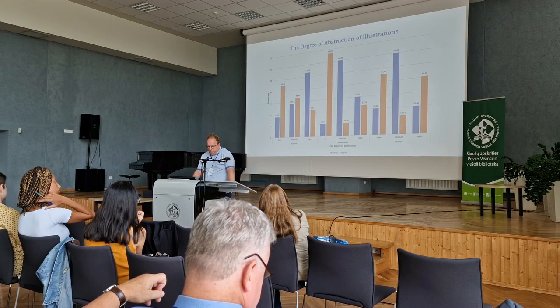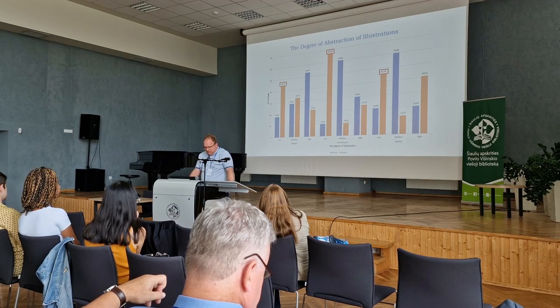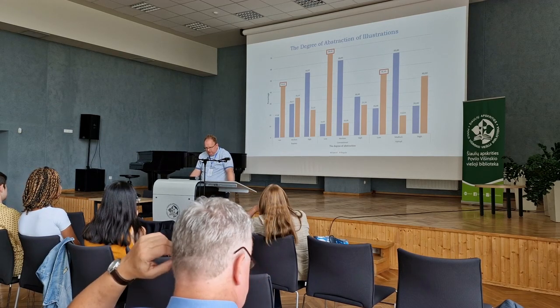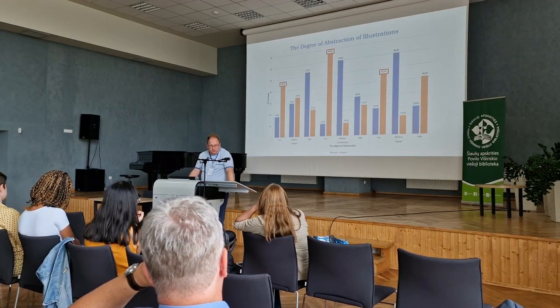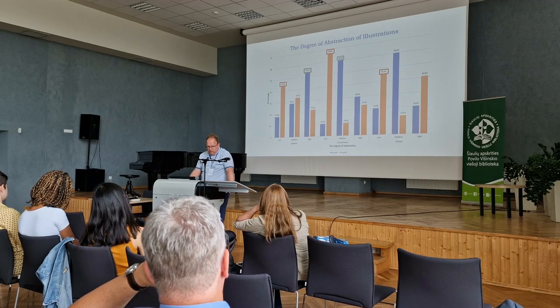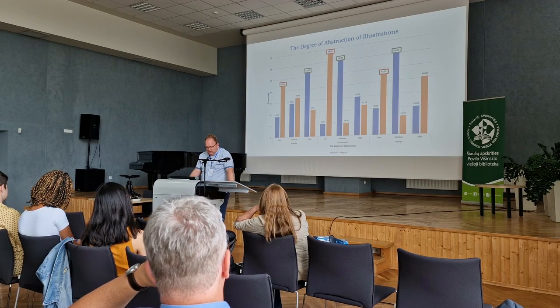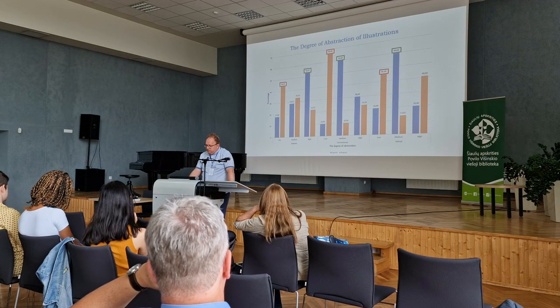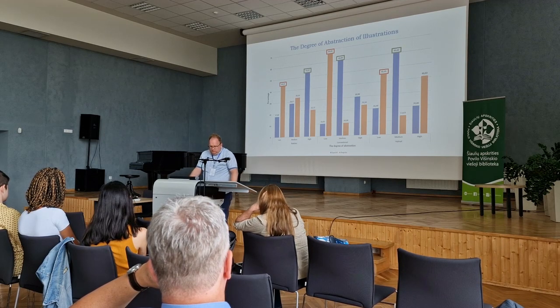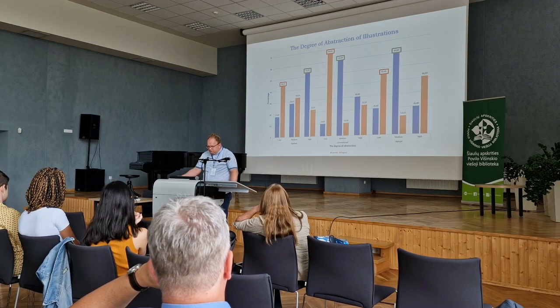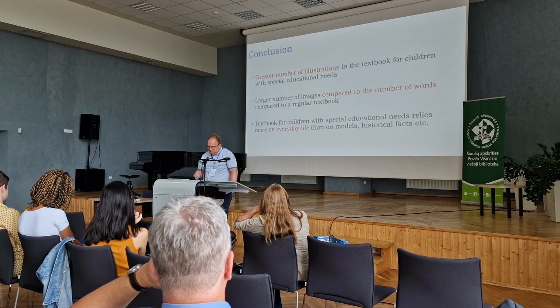According to the degree of abstraction of illustration, we got quite interesting results: the realistic, conventional, and hybrid illustrations in regular books have low abstractness, and what was surprising, a high and medium degree of abstraction of illustrations in special textbooks. We didn't know what was happening. Maybe something with this method, but we need to make further inspection of those results.